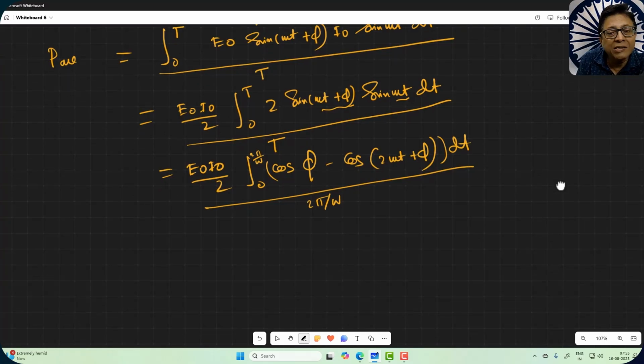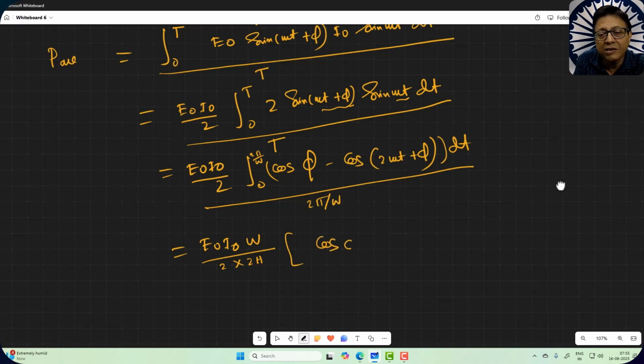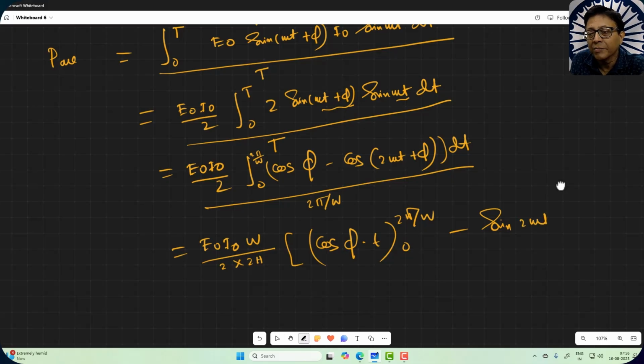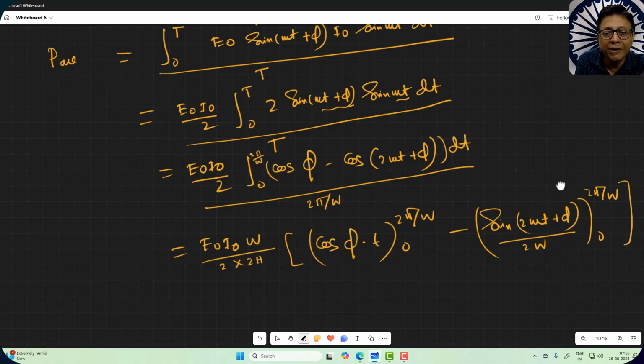So P average will be E0 I0 omega by 2 into 2 pi, and this thing after integration: cos phi into t from 0 to 2 pi by omega, minus sin(2 omega t plus phi) by 2 omega from 0 to 2 pi by omega. Okay?